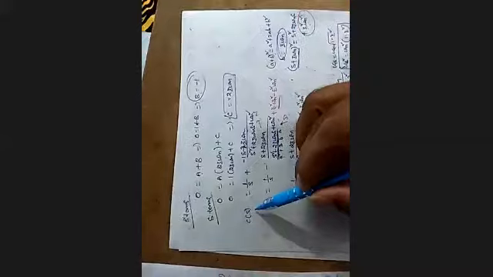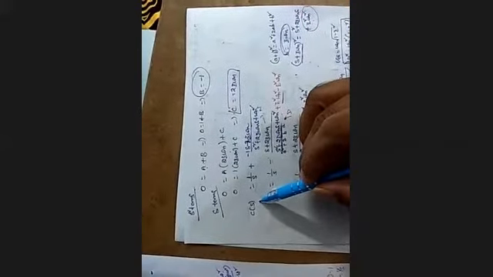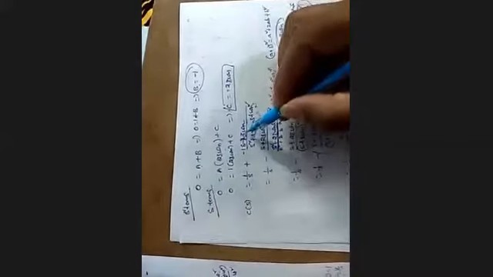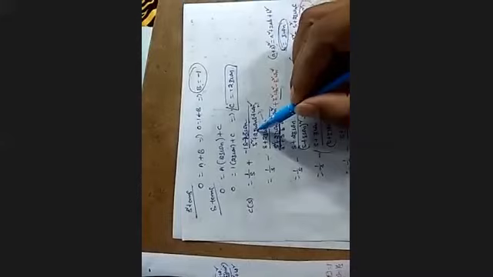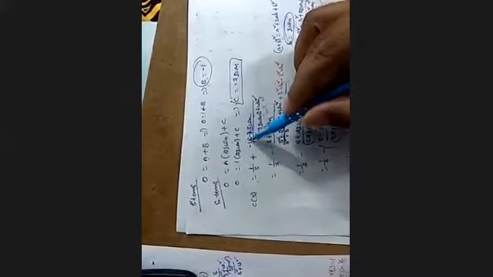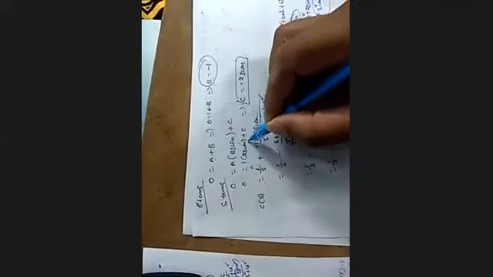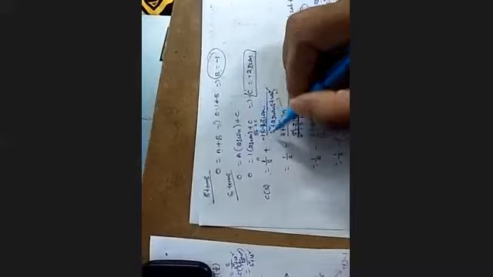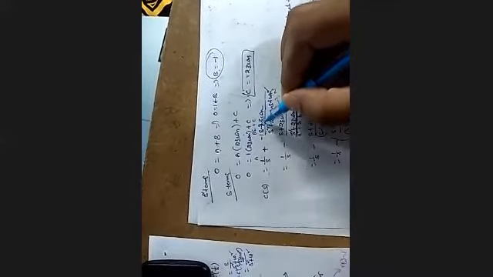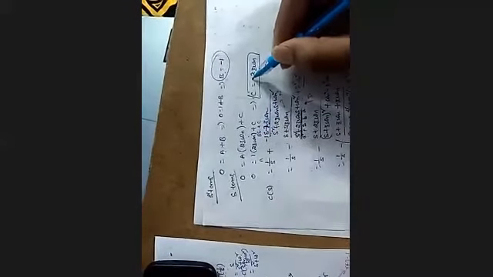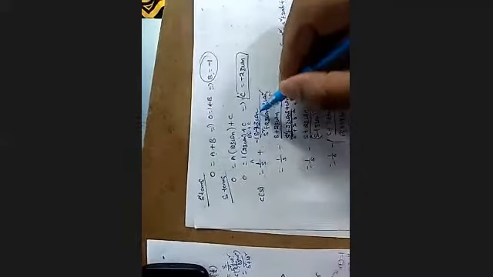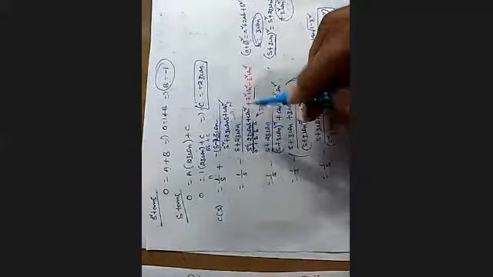And then substitute. So C of s equal to, what is the formula? A by s plus bs plus c by s square plus 2 zeta omega n s plus omega n square. Here this is a and this one is bs plus c. So here b equal to minus 1 and c equal to minus 2 zeta omega n. So minus is common here, s plus 2 zeta omega n by s square plus 2 zeta omega n s plus omega n square.